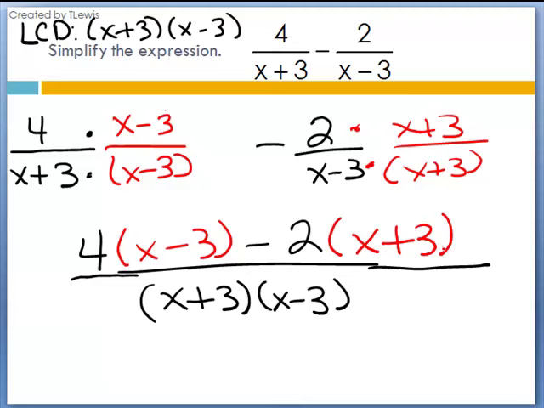So what we want to do next is look at your numerator. We're only focusing on the numerator right now because we found our LCD, our denominator. There's nothing that we can do here. But our numerator, we want to get rid of the parentheses by using the distributive property. So we're going to distribute the 4 to the x. We have 4x. The 4 to the minus 3, we have minus 12.